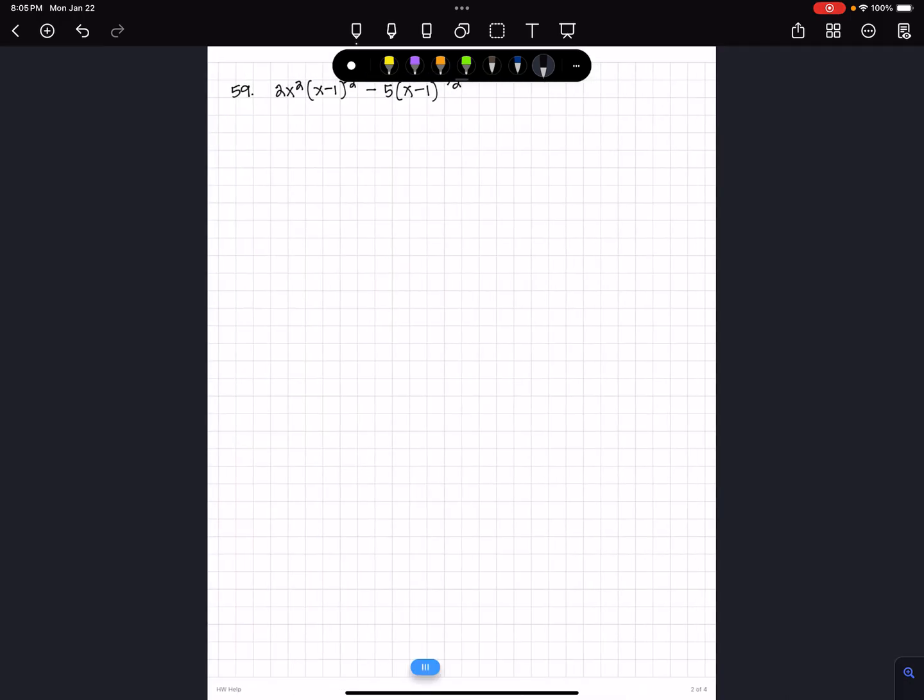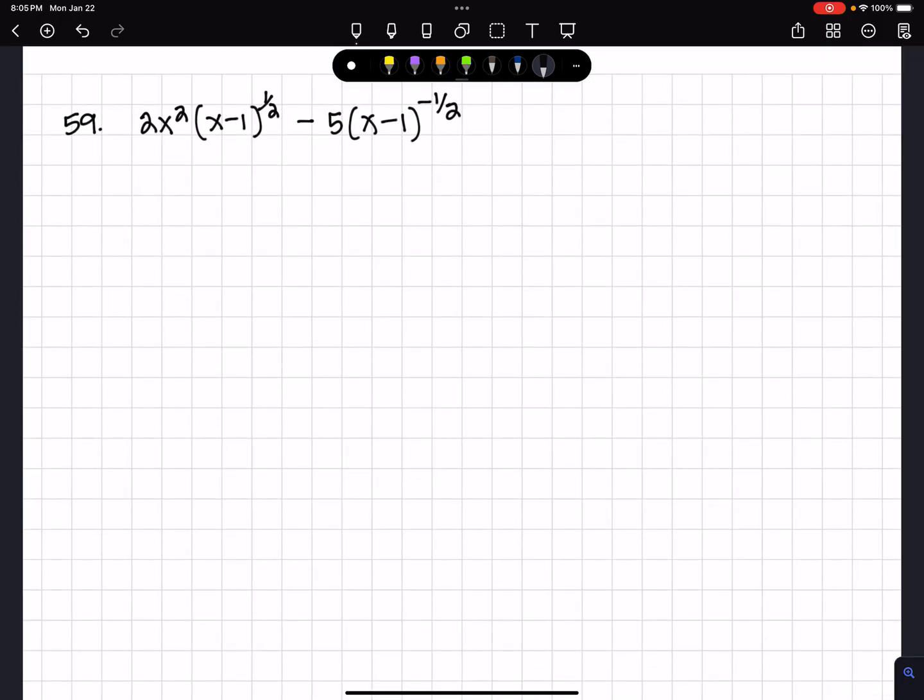Okay, let's try another one. So here we've got 2x squared times x minus 1 to the 1/2 minus 5 times x minus 1 to the -1/2. Again, I'm going to look at these two terms, see what they have in common. The only thing that they have in common is that base of x minus 1. So I'm going to be factoring out, let's do this one in purple, an x minus 1 from both terms.